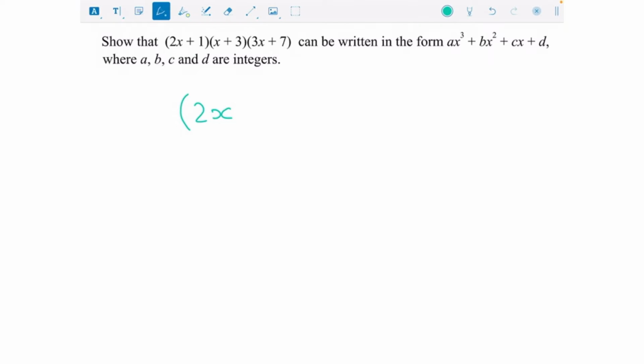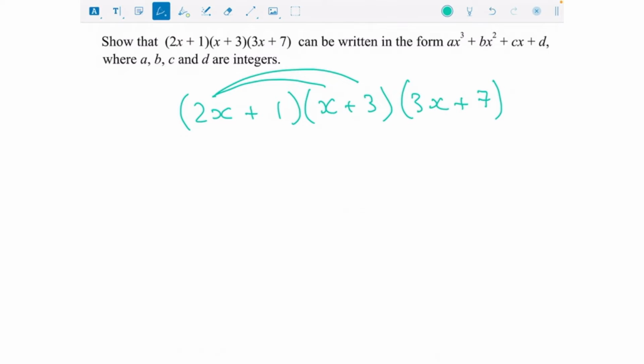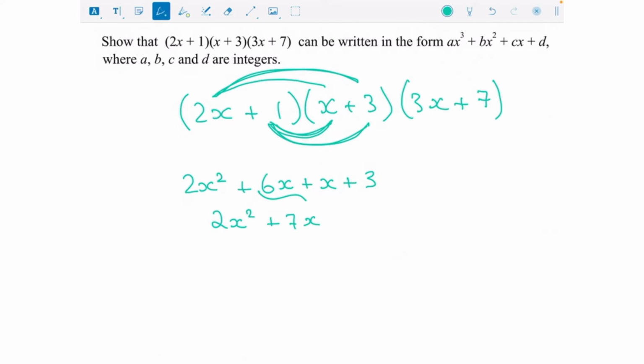First thing I would do, let me just write it out a bit bigger, is multiply the first 2 brackets together. Now, it doesn't matter which 2 you pick. So I'm going to do 2x times x, 2x times 3, 1 times x, and 1 times 3, because everything in the first bracket needs to multiply with everything in the second bracket. So that is 2x squared, add 6x for 2x times 3, add another x, 1x for this, and then 1 times 3 is 3, which becomes 2x squared, add 7x, bringing these 2 terms together, add 3.